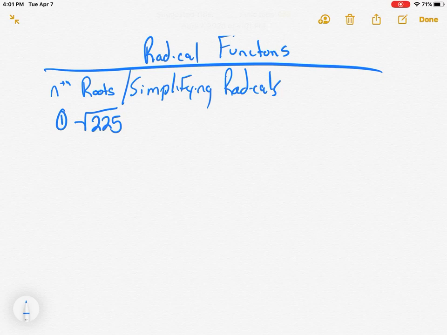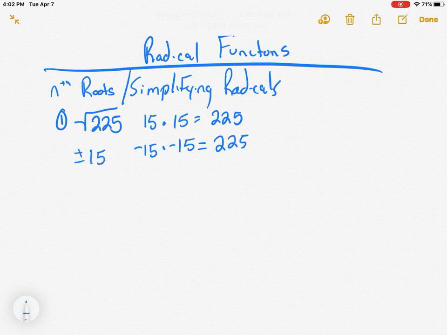We know that if we do positive 15 times positive 15, it's going to give us 225. And we know that if we do negative 15 times negative 15, a negative times a negative is a positive, right? So all the outcomes of that would be plus or minus 15, right? Okay, so that's all it's asking for.